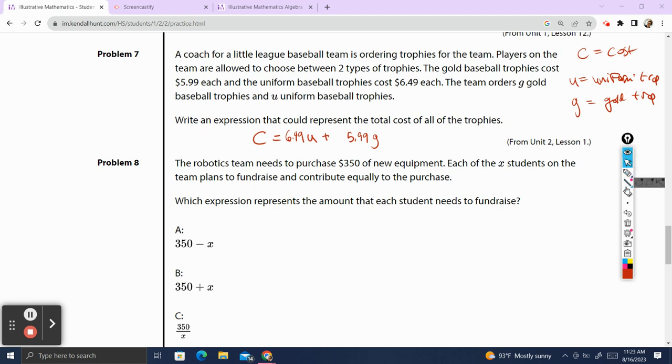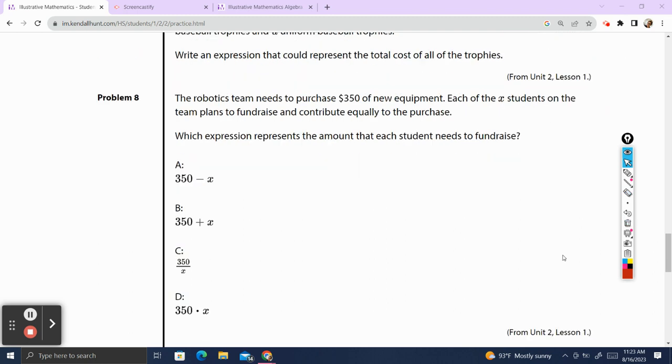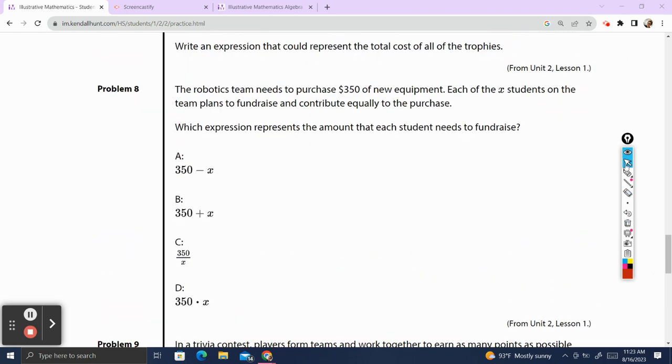Let's go on to the next question. The robotics team needs to purchase $350 of new equipment. Each of the X students on the team plans to fundraise and contribute equally to the purchase. Which expression represents the amount that each student needs to fundraise? Okay, let's get started on this question.